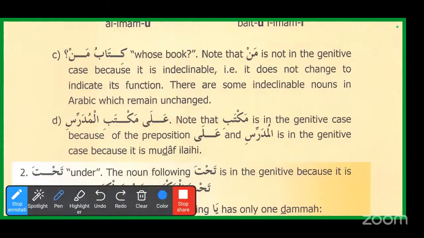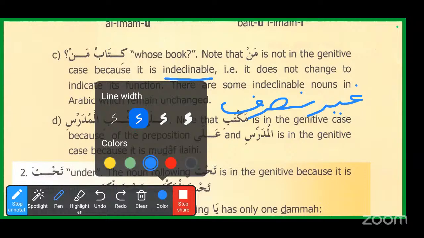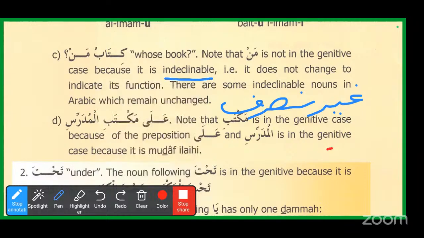Indeclinable is called ghair munsarif. Now, there are two types of indeclinable: one is ghair munsarif and the other is mabni. Ghair munsarif and mabni are different. We will explain the difference later. Now what you need to know is that there are two types of indeclinable: one is ghair munsarif and the other one is mabni.